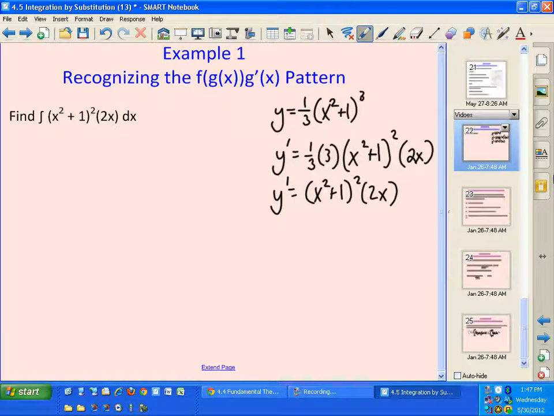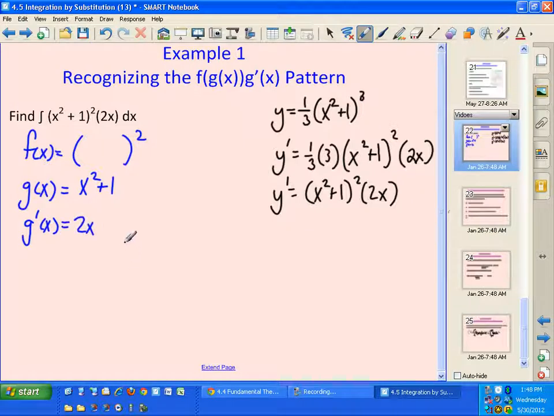Things that we need to recognize are that our f of x, in this problem, is the parentheses with the function inside, squared. The g of x is the inside function, which is x squared plus 1, and g prime of x is 2x. So what we end up doing is rewriting this with what we call a u substitution. I've got this function: (x squared plus 1) squared times 2x dx.